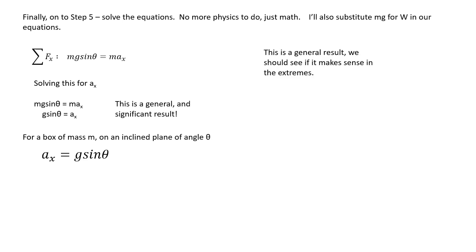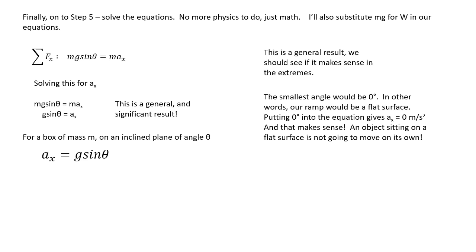Again, it's a general result, and usually when I do things in variables, I want to see if extremes make sense. The smallest angle I could have would be 0 degrees. In other words, our ramp would then be a flat surface. Putting 0 in the equation gives a sub x to be 0 meters per second squared. That should make sense. An object sitting on a flat surface is not going to slide either way. It's just going to sit there.